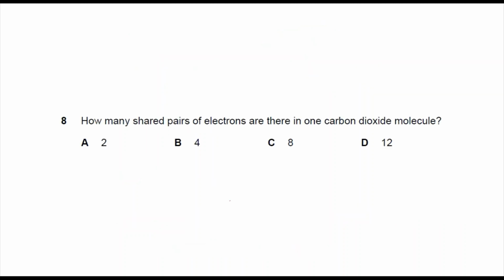Question number 8. How many shared pairs of electrons are there in one carbon dioxide molecule? For these kind of questions, I really prefer making the molecule first. So there's C, carbon, oxygen, oxygen. Carbon is in 4th group, wants to bond 4 electrons. And then there's oxygen. Oxygen is group 6. It bonds 2 of its electrons with carbon, and the remaining 4 bond with each other, forming 2 pairs. So this is what carbon dioxide looks like.